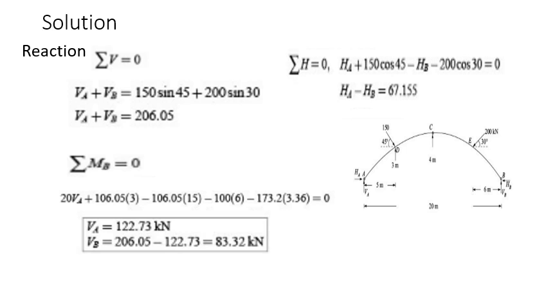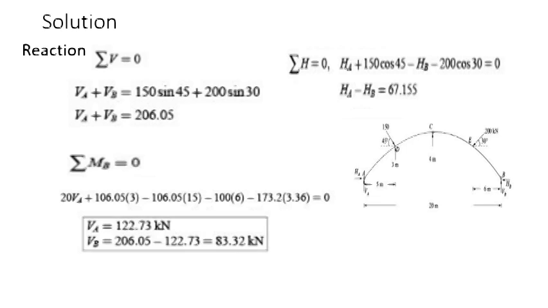Next, apply the condition sigma H is equal to 0. As I already told, because of the horizontal forces, HA would not be equal to HB. HA and the horizontal force 150 cos 45 are both acting towards right. HB is acting towards left, and 200 cos 30 is also acting towards left. So HA minus HB, you get it as 67.155 kilonewton.